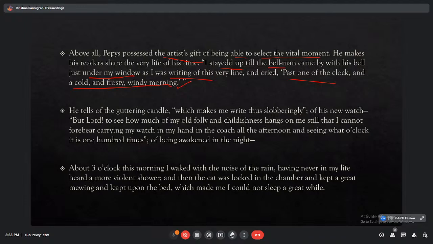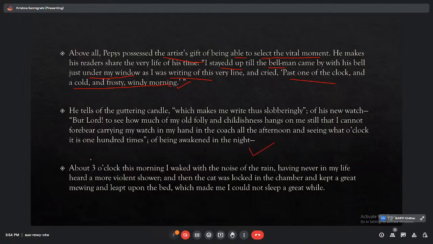But Lord, to see how much of my old folly and childishness hangs on me, still that I cannot forbear carrying my watch in my hand in the coach all the afternoon and seeing what o'clock it is 100 times, of being awakened in the night.